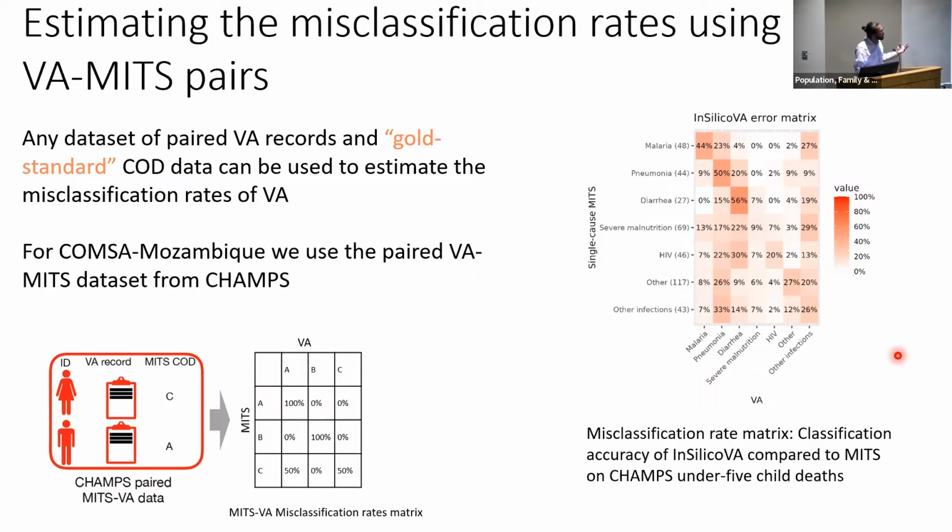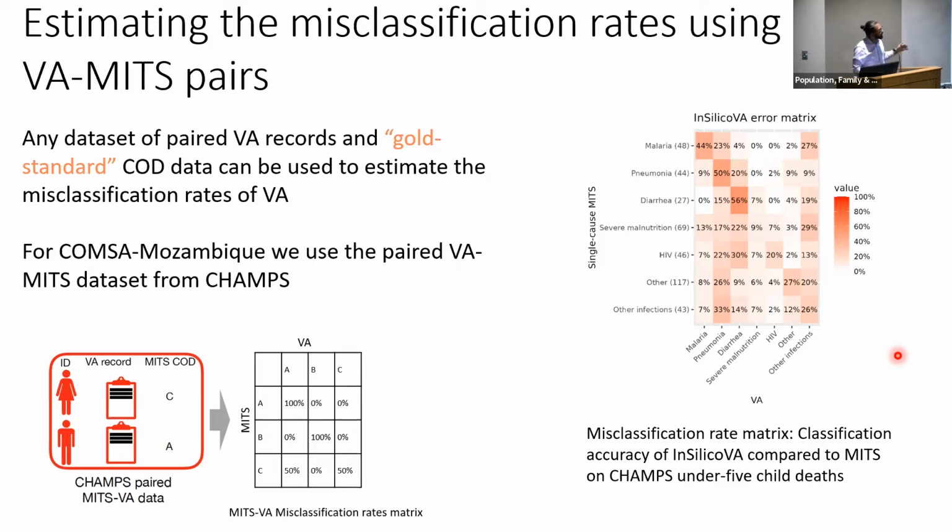There are several underlying assumptions going into this. There are two main assumptions. One is that the MITS is reliable, that it is the gold standard. As I said, it has been shown to be reasonably accurate, but it's not fully accurate, and at least in this work, we don't adjust for that. We assume the MITS to be the truth.